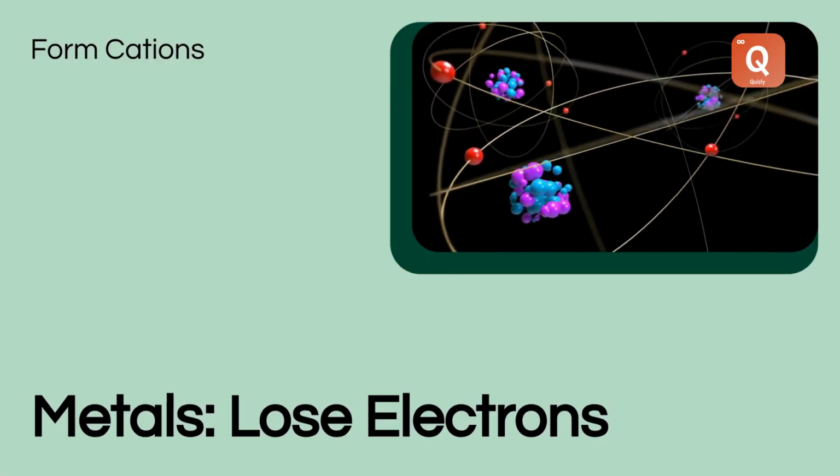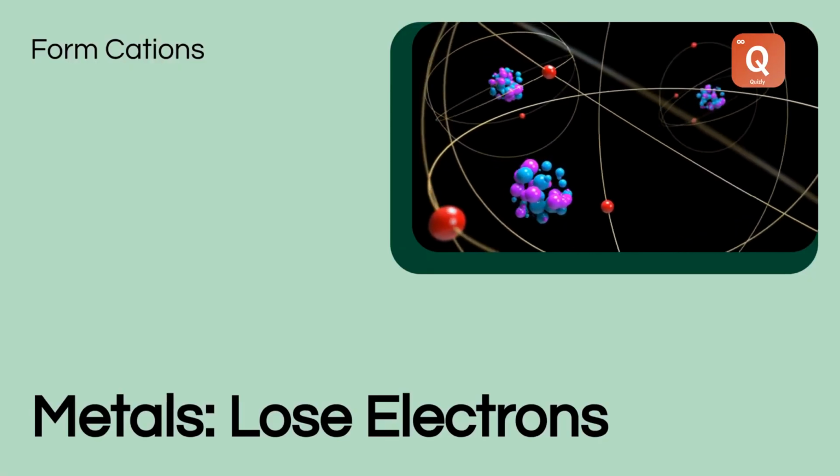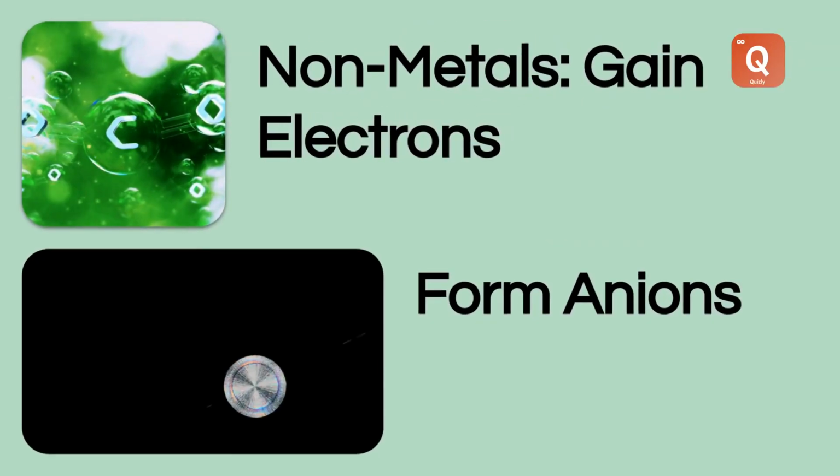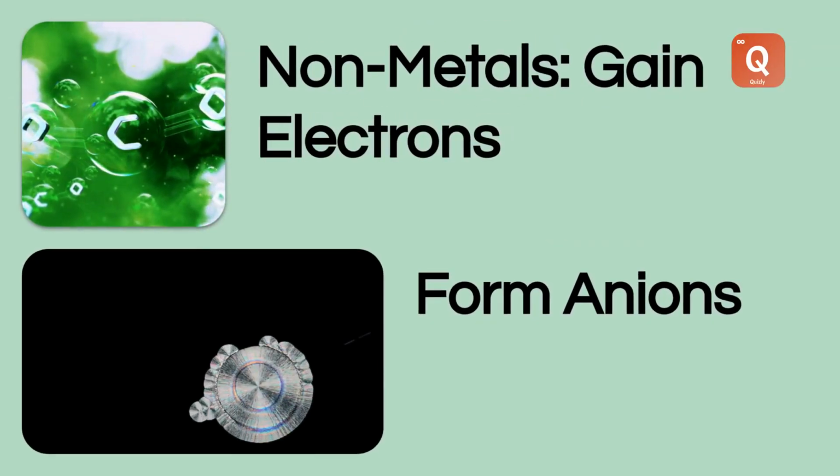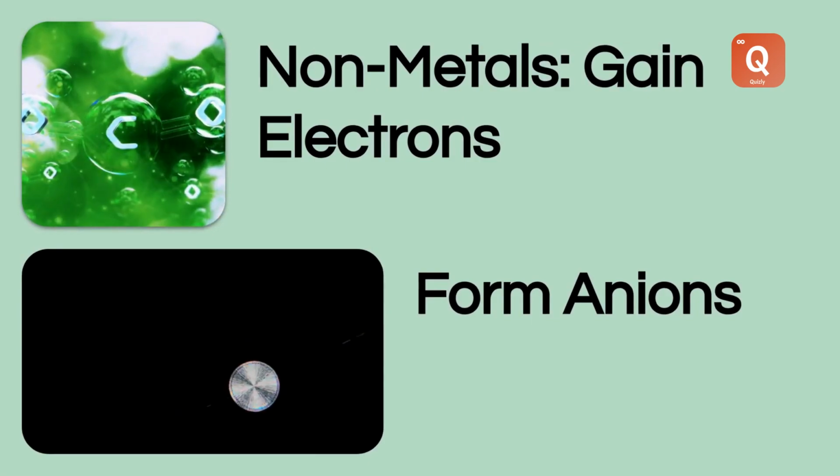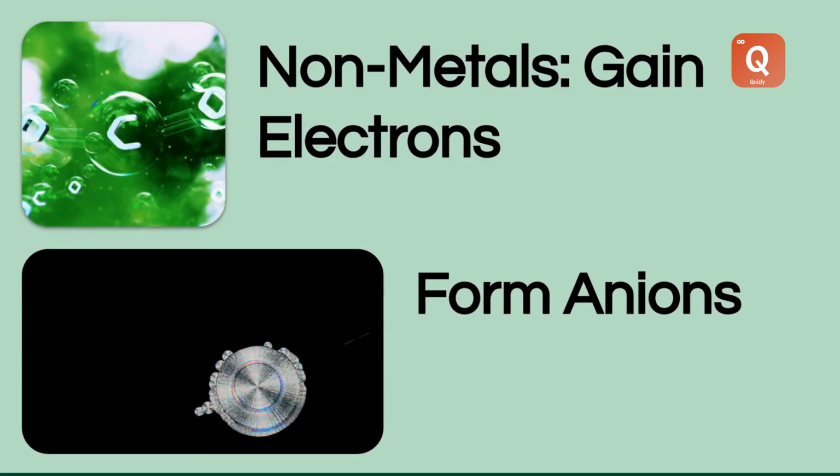When they lose electrons, they become positively charged ions, also known as cations. On the other hand, nonmetals tend to gain electrons to complete their outermost shell. When they gain electrons, they become negatively charged ions, called anions.